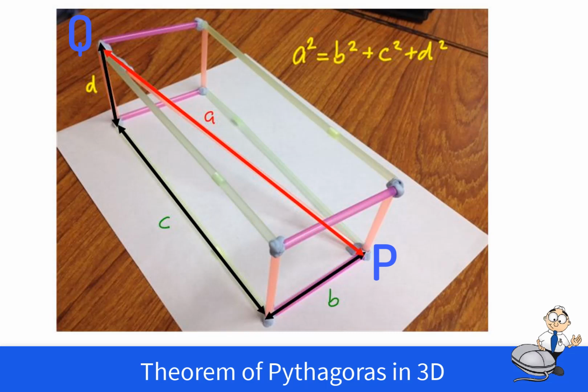If I imagine taking a journey from P to Q going along the edges, we might travel along B and then C and then D, as in the diagram. You could think of this as taking a right angular journey from P to Q. At each vertex, I'm turning a right angle before I travel on the next edge. The rule by Pythagoras says that a squared is equal to b squared plus c squared plus d squared.